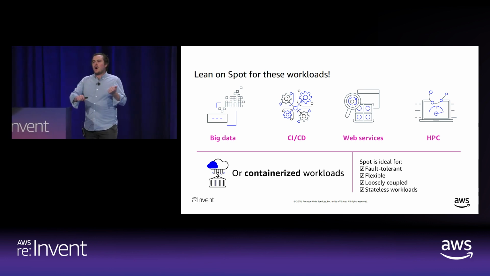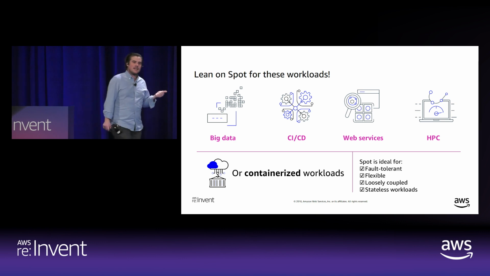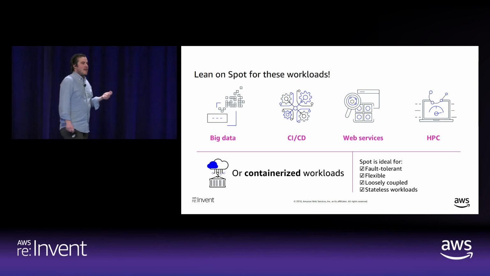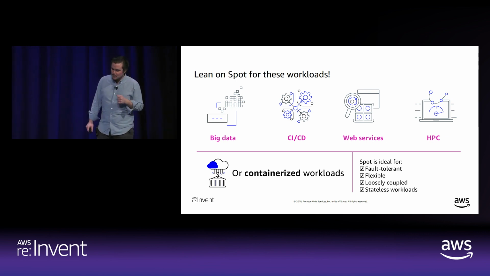Again, it's a common place where we see people able to take advantage of the price point and just do more with the same amount. It's not necessarily about saving money for big data, although you can. You may find that, hey, with $100, I can get 10 times more capacity using Spot.